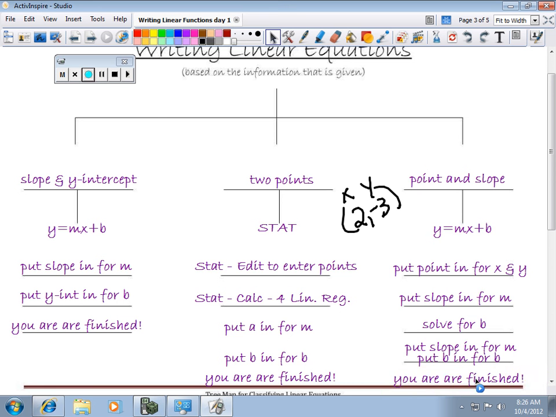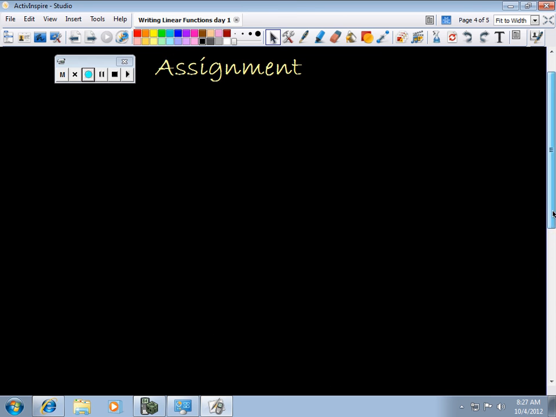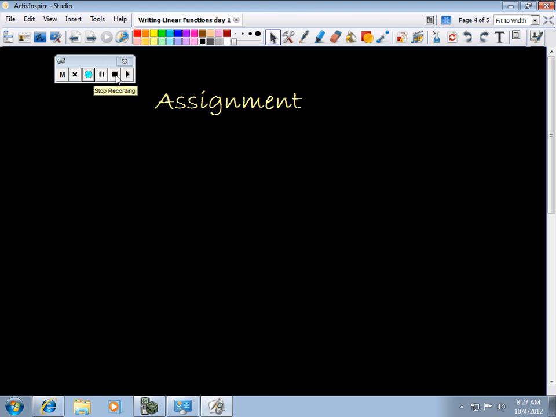You have your equation. We'll work with the 2 points and the point and slope on Thursday's assignment, but this way you have your tree map filled out. That took us to the assignment, so that was all there was for that day.